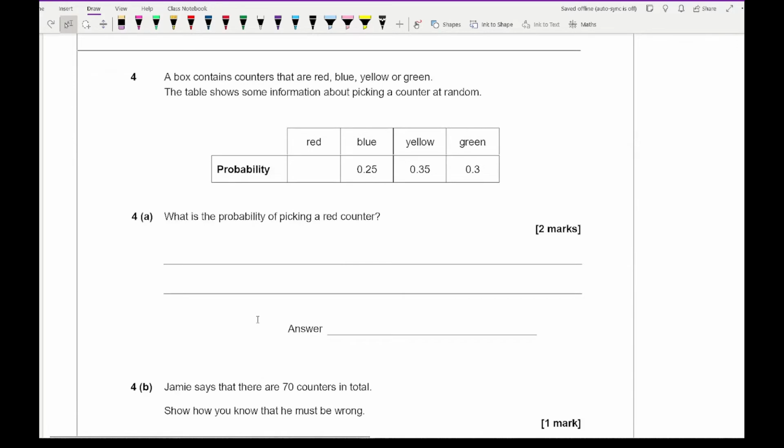Then moving on to question four, it says that a box contains counters that are red, blue, yellow, or green. The table shows some information about picking a counter at random, and the first part asks for the probability of picking a red counter.